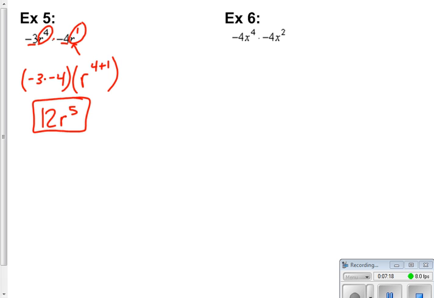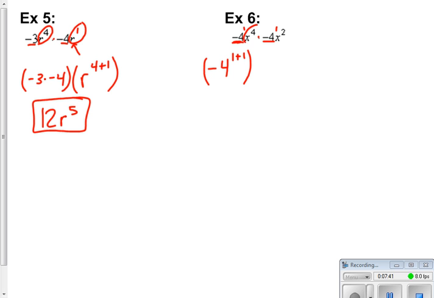Example 6, again, pause it. Well, actually, we'll go ahead and work through it here. Reason being is I wanted to point something out. We have negative 4 and negative 4, again being multiplied together. That is the same base. Negative 4 really has an exponent of 1. So I can say negative 4, same base, add exponents, so 1 plus 1.